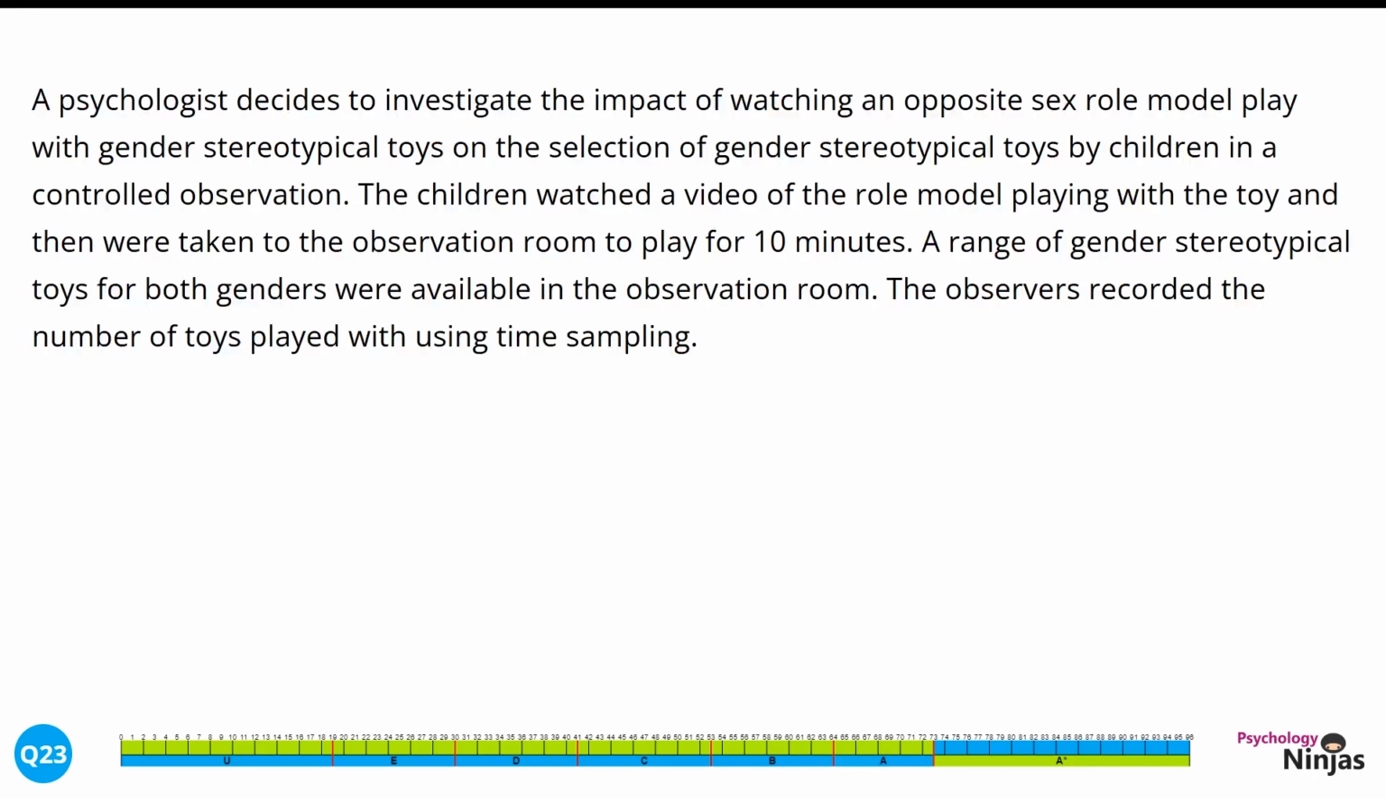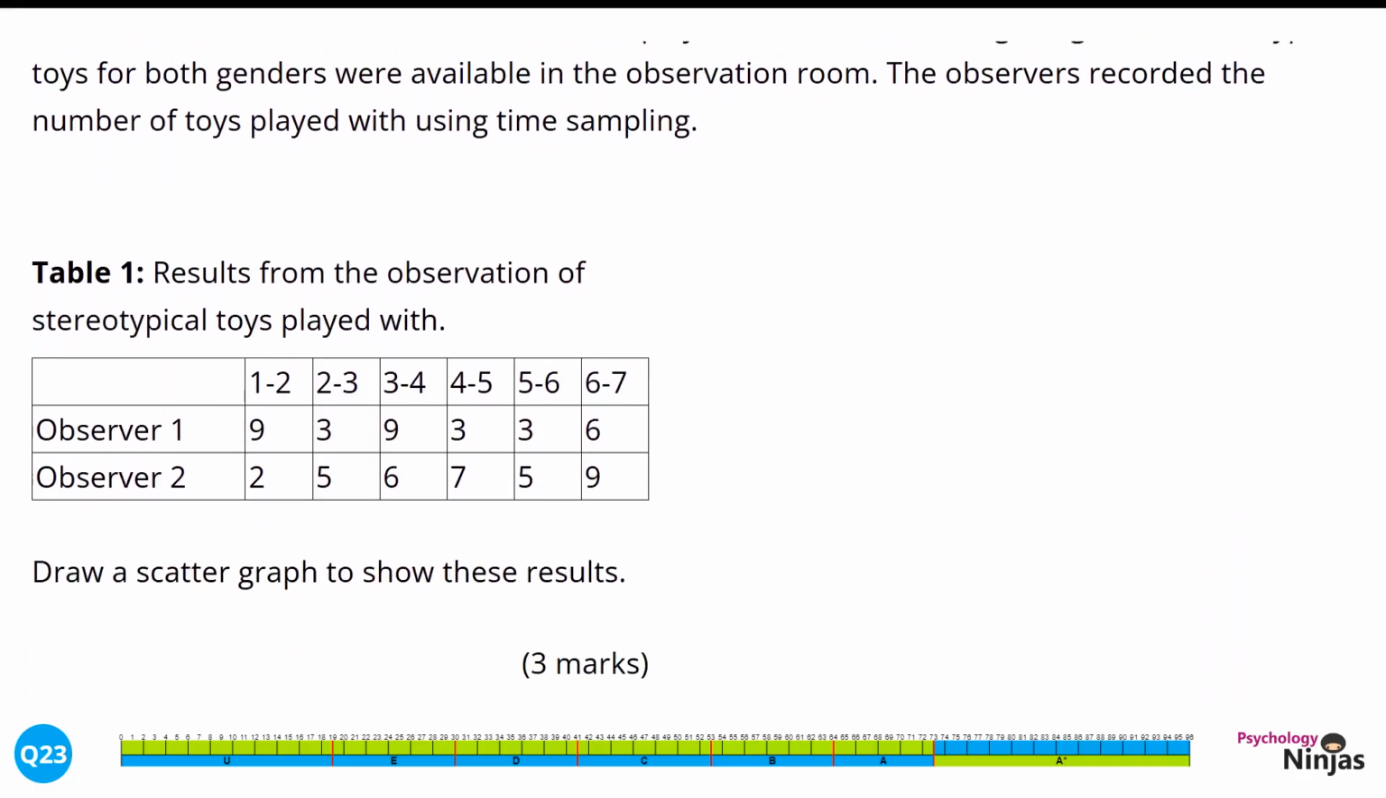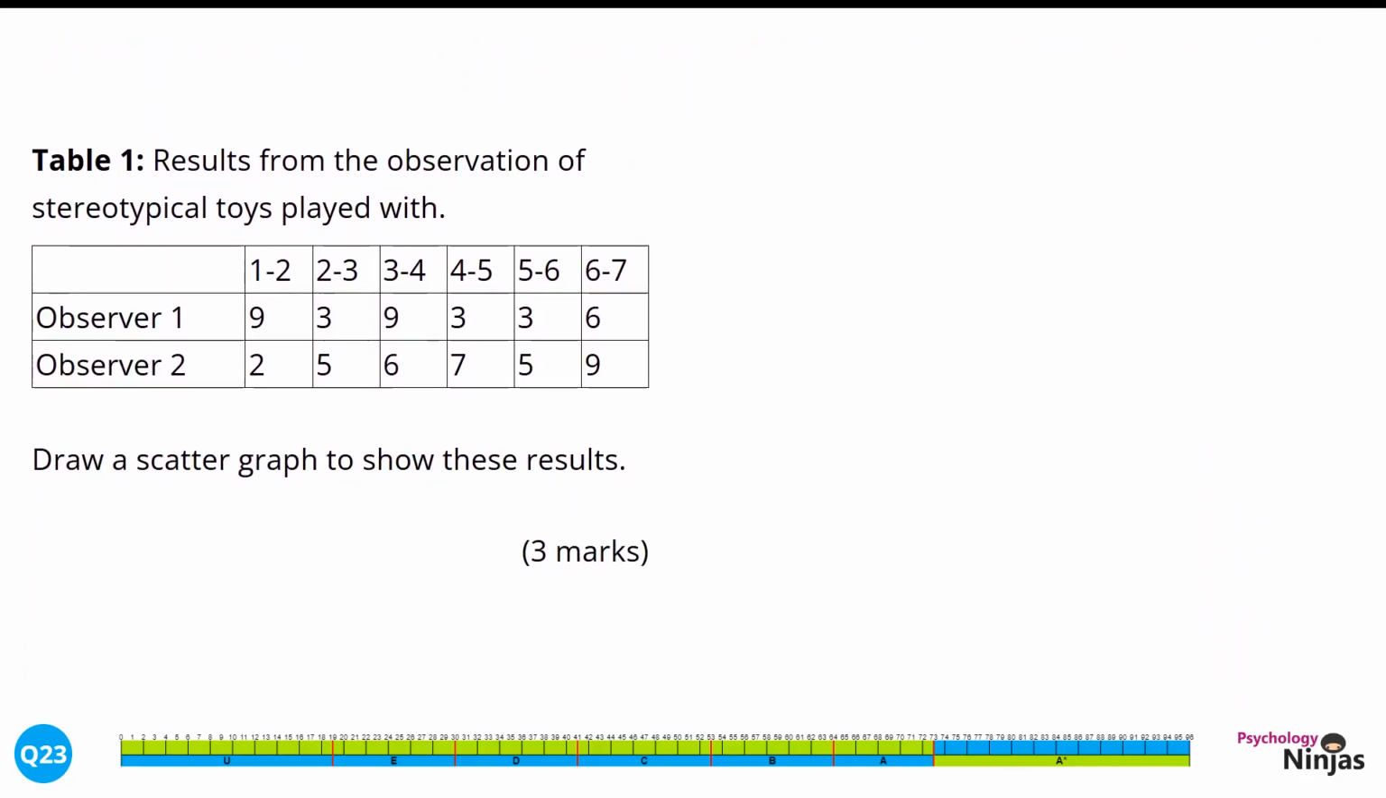A psychologist decides to investigate the impact of watching an opposite-sex role model play with gender-stereotypical toys on the selection of a gender-stereotypical toy by children in a controlled observation. The children watched a video of a role model playing with the toy and then were taken to an observation room to play for 10 minutes. A range of gender-stereotypical toys for both genders were available in the observation room. The observer records the number of toys played with using time sampling. Table 1 shows the results from the observation of stereotypical toys played with.